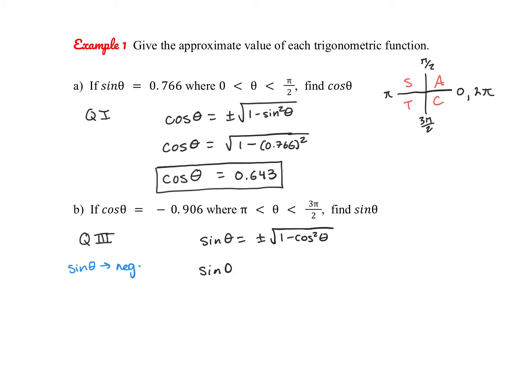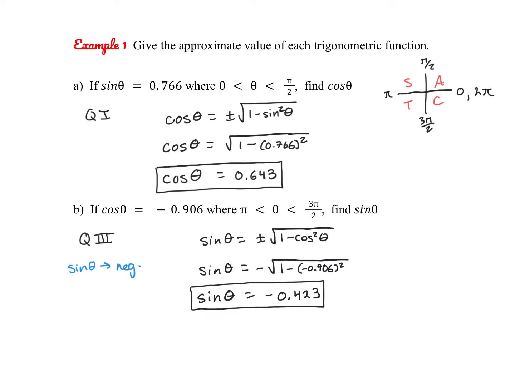And again, since it's in quadrant 3 and we're solving for sine, we are going to use the negative. Our answer should be negative. And then we're going to substitute what we know for cosine of theta. So negative 0.906 squared. And we'll plug this into our calculator to get our decimal approximation. And you should get approximately negative 0.423. And there you have it.